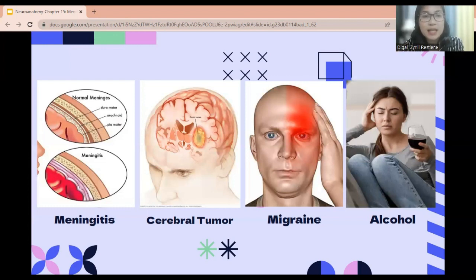The third one is the most common type of headache, which is called migraine. Migraine can be unilateral or bilateral, and it is mainly caused by the dilation and stretching of your cerebral arteries. Now, to relieve the pain caused by migraine, patients are given beta blockers. The last but not the least is alcohol. The intoxicating effect of alcohol causes severe headache.